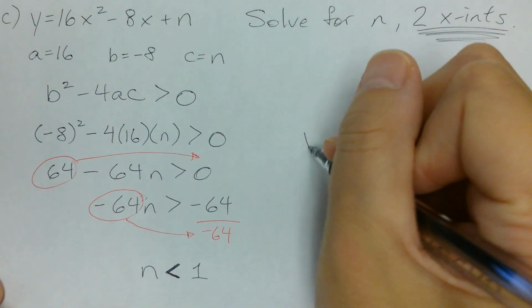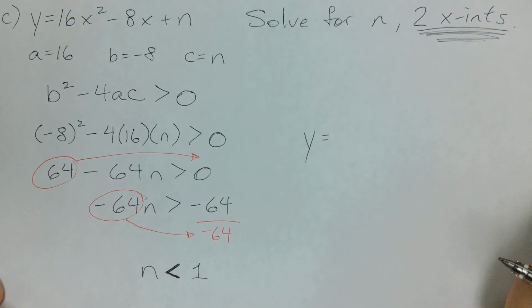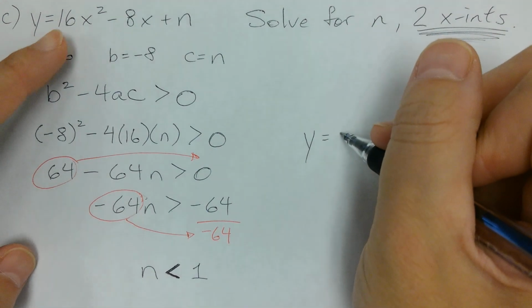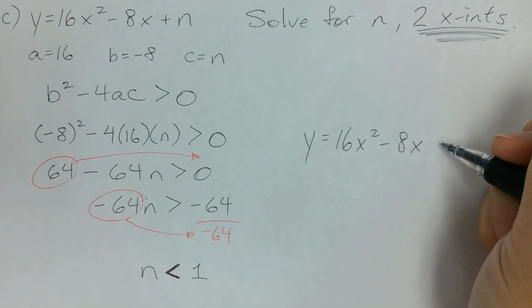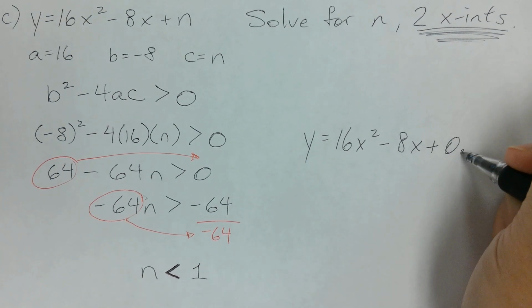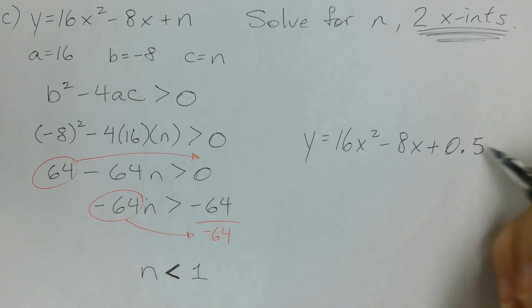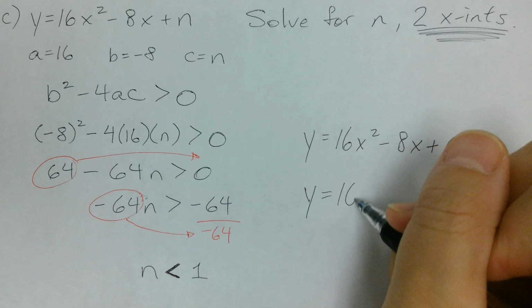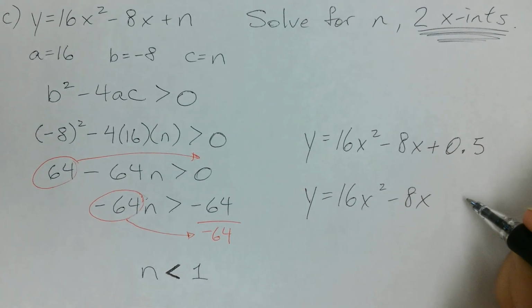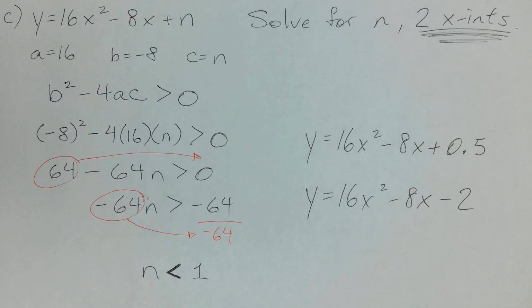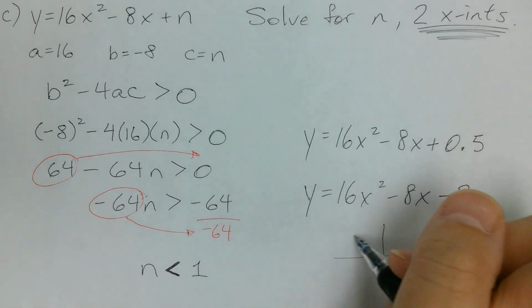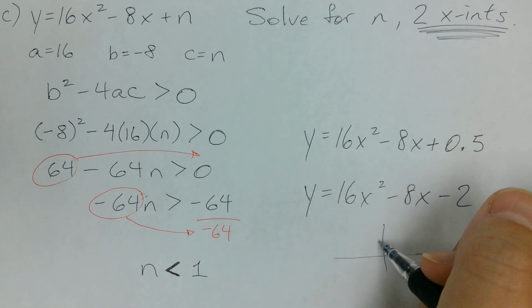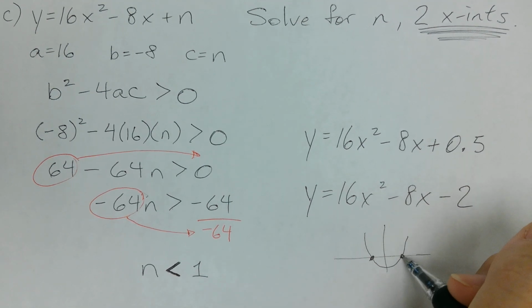Can somebody give me an example of an equation? So y equals 16x squared minus 8x plus 0.5. Good, because it's less than 1. So anything less than 1 would work. One more: 16x squared minus 8x, anything less than 1. Minus 2, yes. So all of these equations, when I graph them, are going to give me 2 x-intercepts.